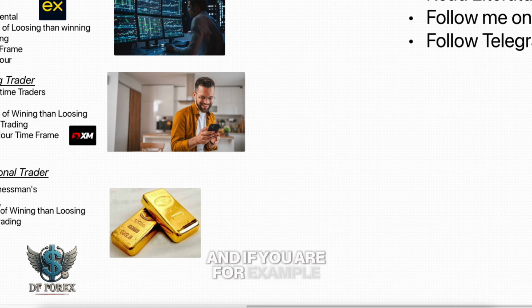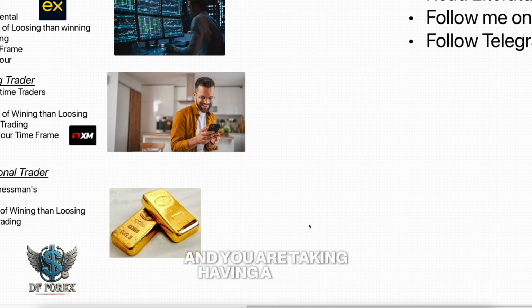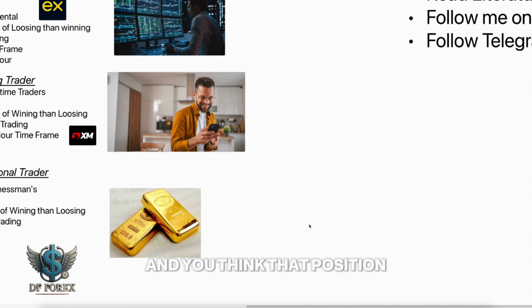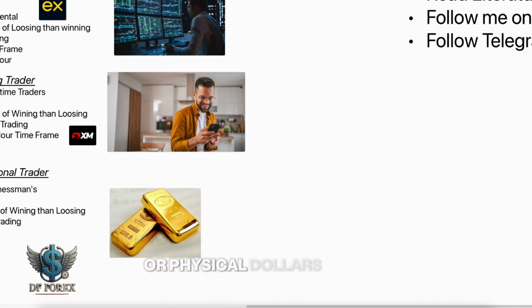And if you are, for example, a positional trader, that you have taken a position on like $1,800 and you have a target in mind of $26, and you think your trade will keep on running for 4 to 5 months, then I will recommend you not to use any broker and go directly to the market and buy physical gold or physical dollars as well.